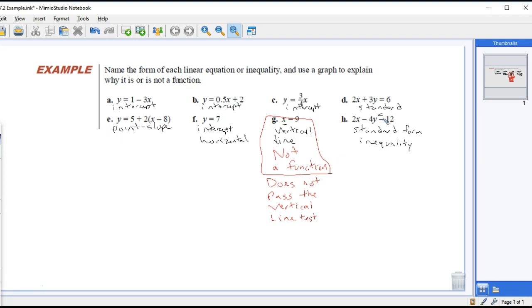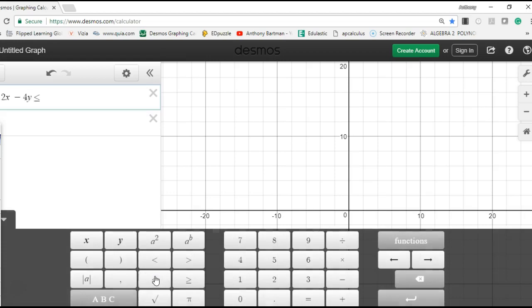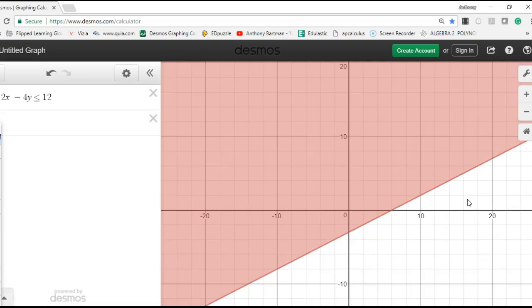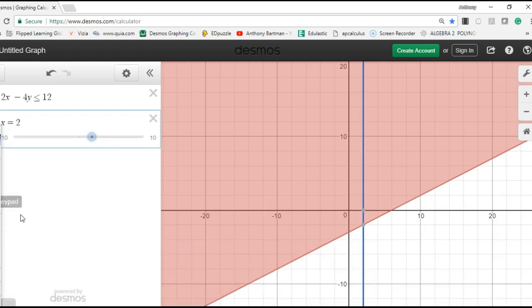Alright, and we have the last one, 2x minus 4y is less than or equal to 12. Let's go ahead and get our keypad so we can type less than or equal to. Is this going to pass the vertical line test? Well, the line passes the vertical line test. But if I have a line like x equals 2, does this pass a vertical line test?